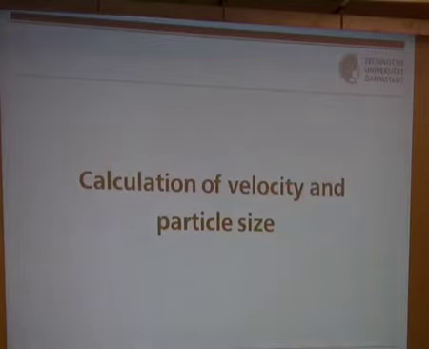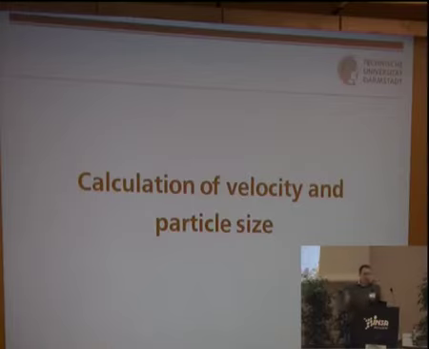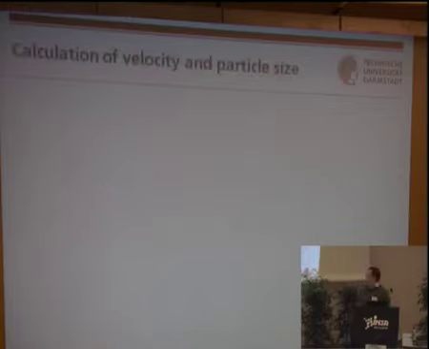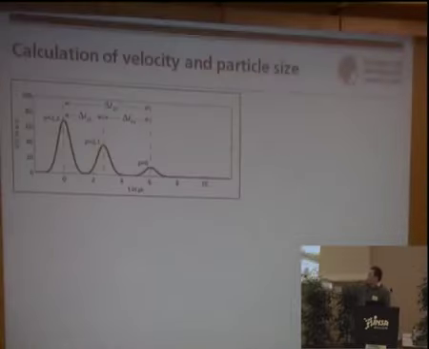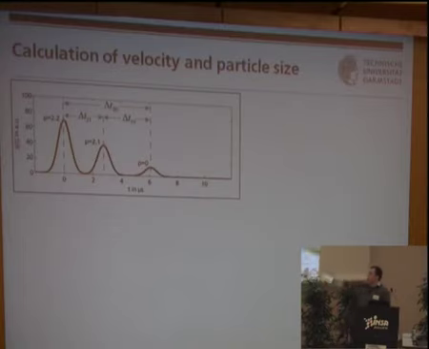Okay, we have now the time shift signal. We know how it works, but now the crucial question is: how can we use this time shift signal to calculate velocity and particle size? Okay, at first we have the time shift signal. You see here, this is an ideal time shift signal, and you have two modes of second order refraction and reflection.